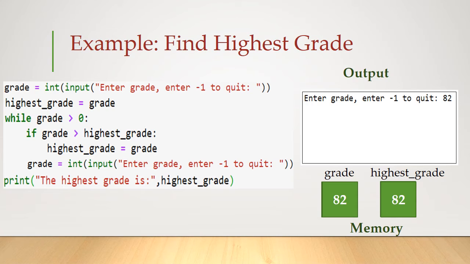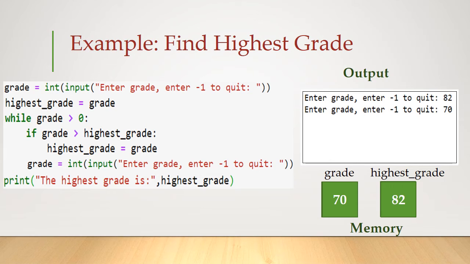In our example, the user enters 70. Control of the program goes back up to the top of the while loop, and the expression grade greater than 0 is evaluated. 70 is greater than 0, so the body of the while loop is again executed. Now we execute the if statement, and the condition grade greater than highest grade is evaluated. The value stored in grade is 70. The value stored in highest grade is 82. 70 is not greater than 82. That evaluates to false, so the body of the if statement is not executed.